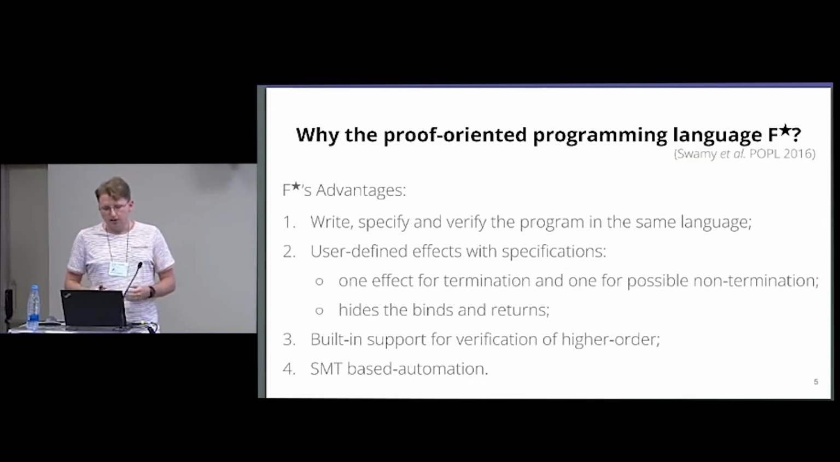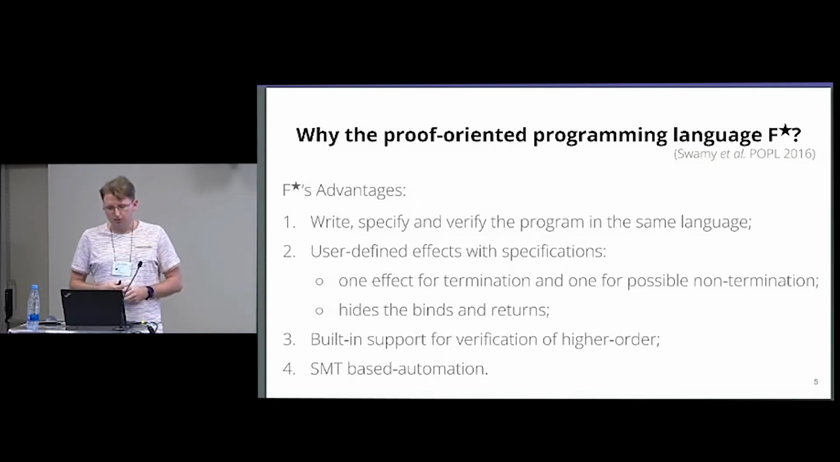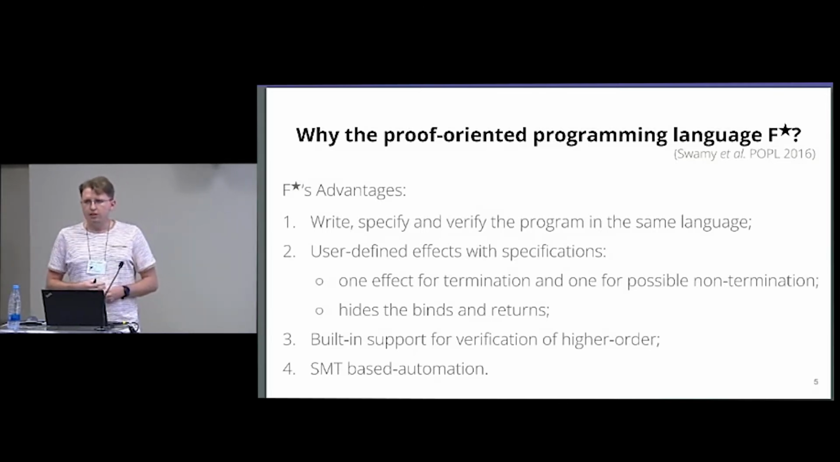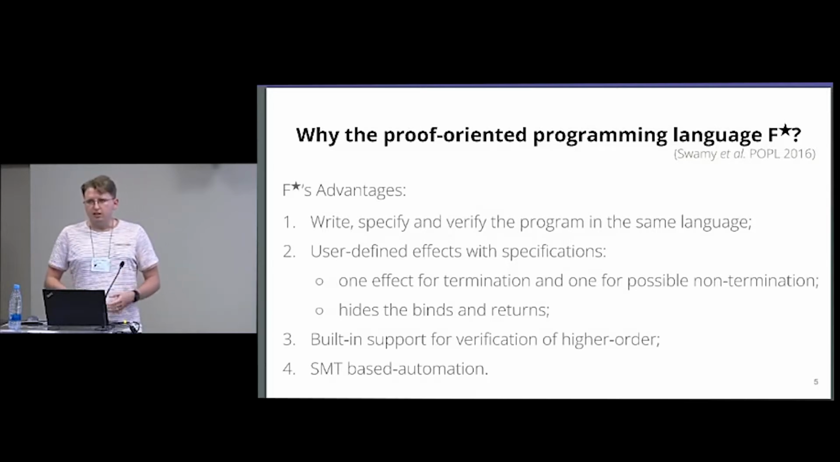Also, it has built-in support for verification of higher order. So even if our web server accepts a function as a request handler, we don't have to treat that in a special case. And most importantly, F* has some automation capabilities. More exactly, it has SMT-based automation. So a part of the proof burden can be relieved by the SMT, so the verification can happen faster.